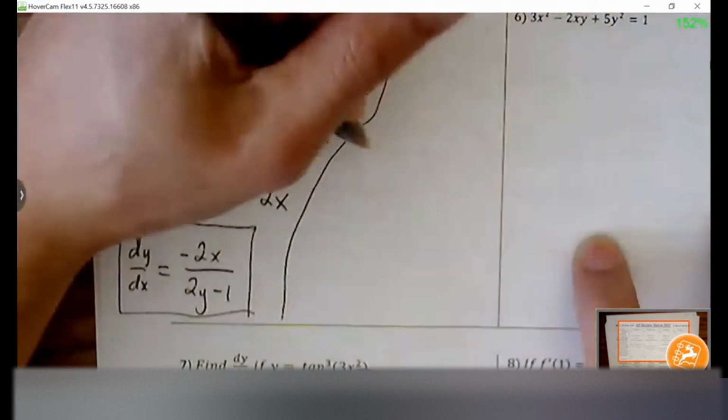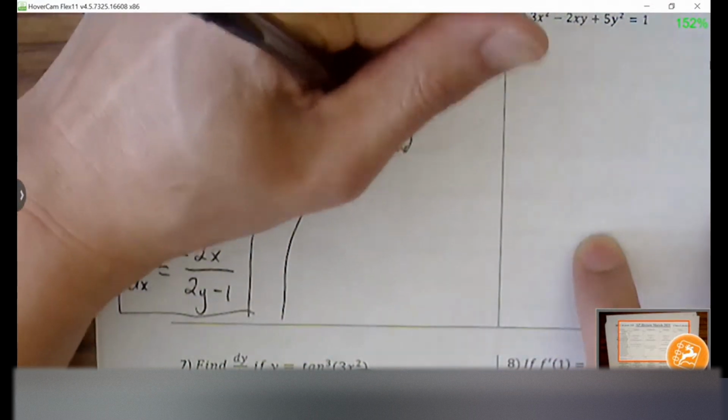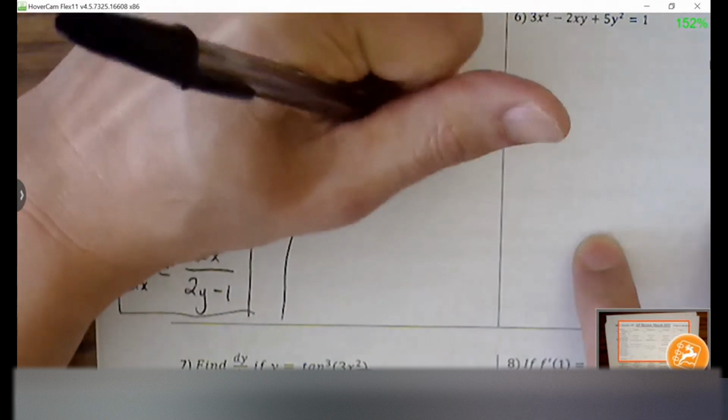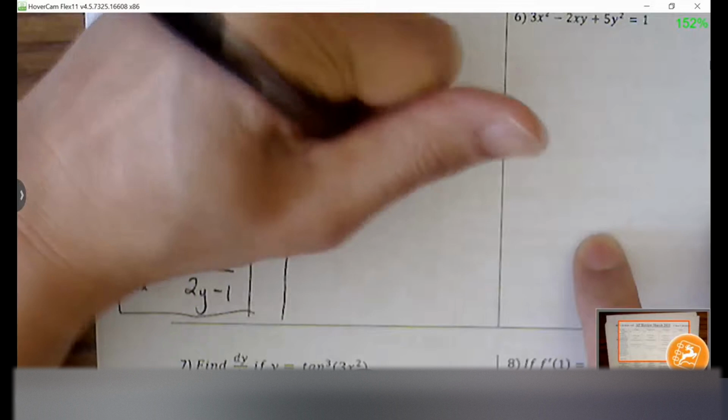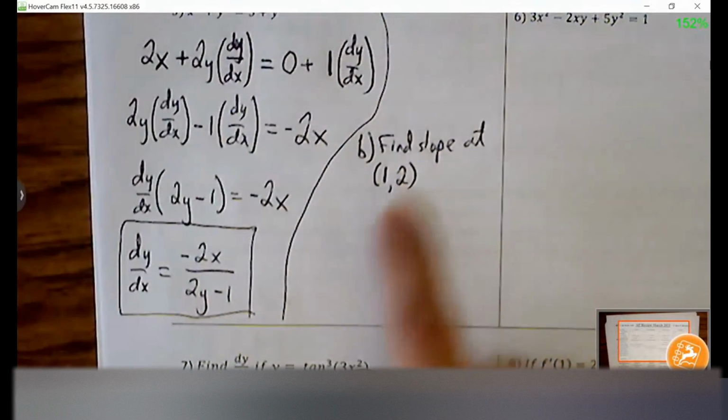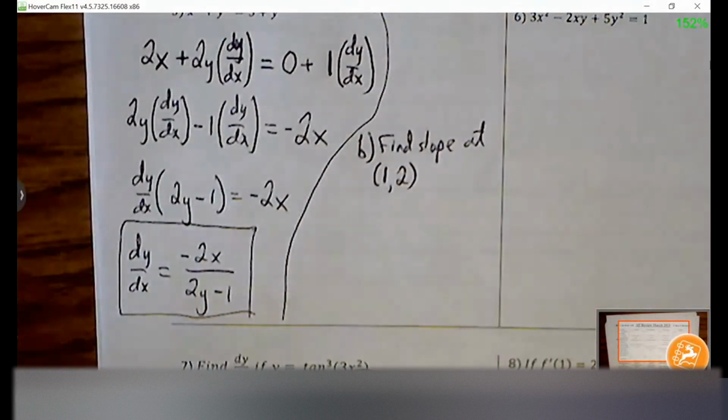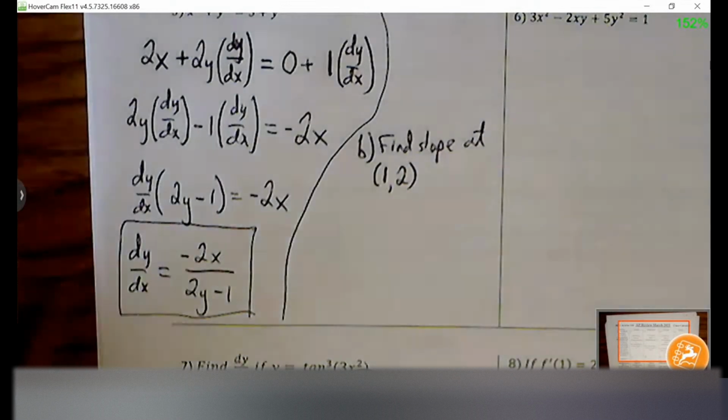So if I extended this problem a little bit here, let's say part B says find the slope at ordered pair (2, 1), for instance. I'm just making up an ordered pair here. Then you simply have to take that ordered pair, dump it into the derivative, and in return, whatever number you get back, you know that's the slope.